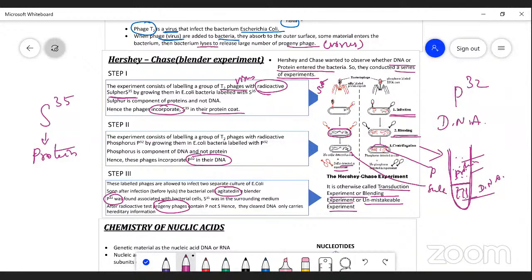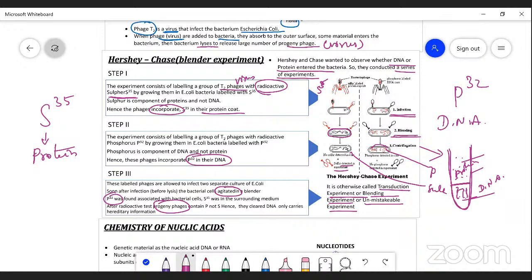In the last class, we studied the earlier experiment. In that experiment, the scientists didn't come to a particular conclusion that definitely DNA is the genetic material. But after the Hershey and Chase experiment, all the scientists understood and concluded that the genetic material is only DNA.